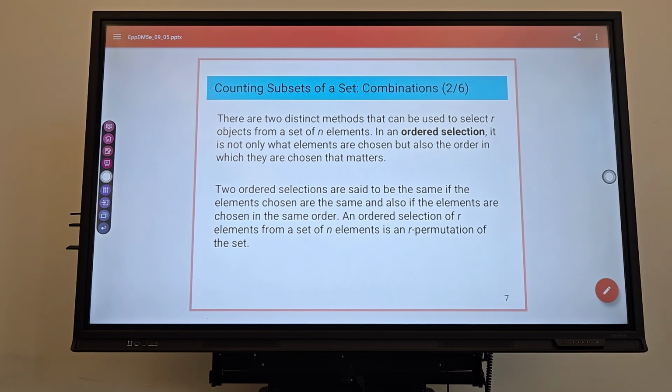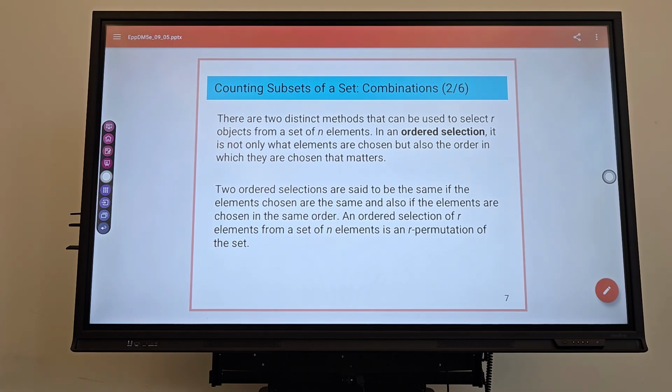There are 2 distinct methods that can be used to select r objects from a set of n elements. In an ordered selection, it is not only what elements are chosen, but also the order in which they are chosen that matters.